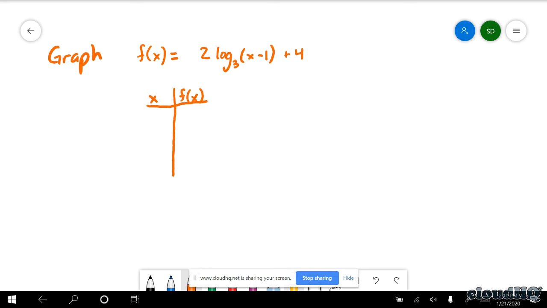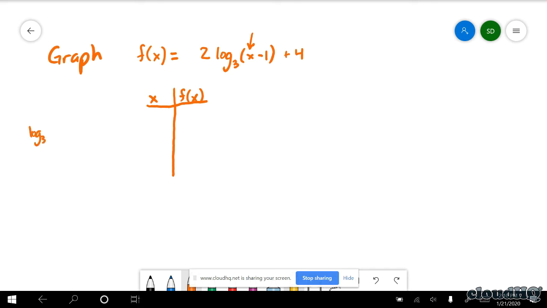Remember that whatever values I pick for x, we will plug them in to the log right here. And then whatever that number is, when I subtract 1 from it, I'll take the log base 3 of that number. We want to be strategic because I don't want to do log base 3 of just anything. I want to pick some numbers that are going to work out nicely.